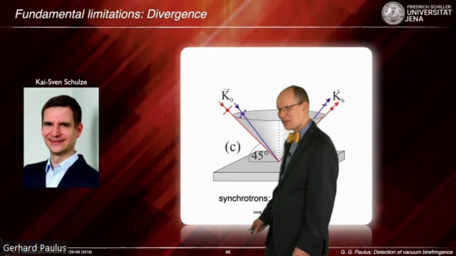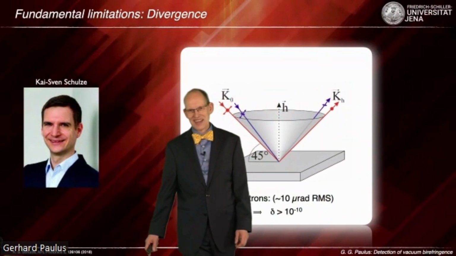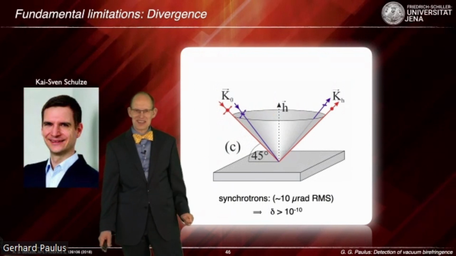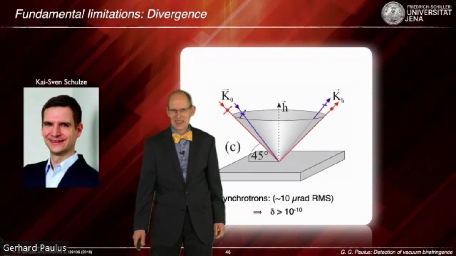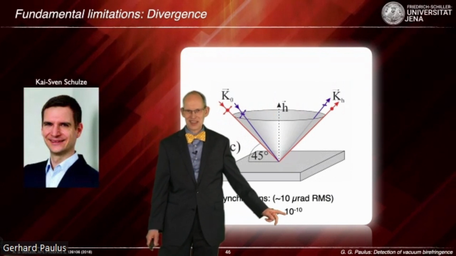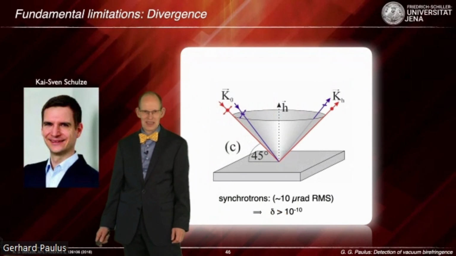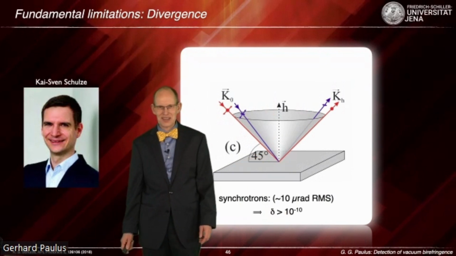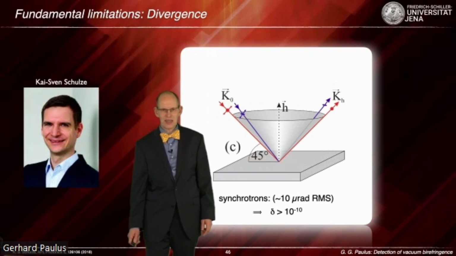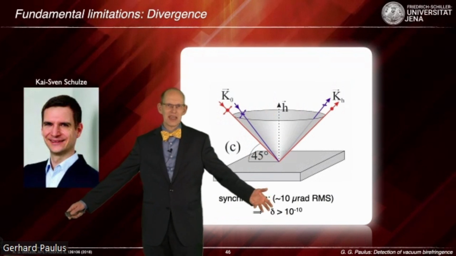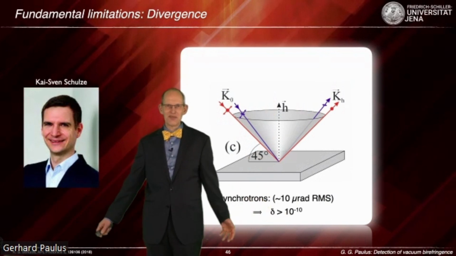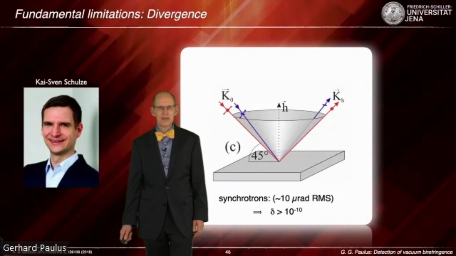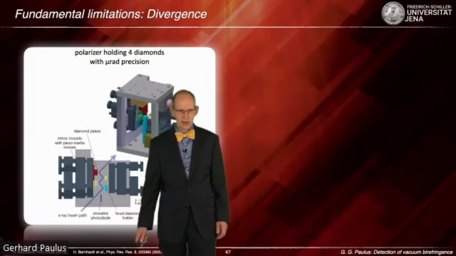We had these 10 to the minus 10 pretty quickly, and then things went slowly. So we had a hard time to improve it further until actually Kai-Sven Schulze found out in his dissertation that besides Umweganregung, also the divergence plays a role. But of course, X-ray lasers have fully coherent, spatially coherent light. So there, the divergence doesn't play a role.